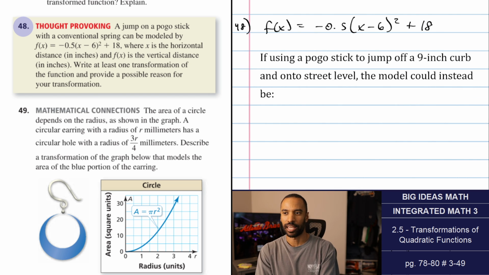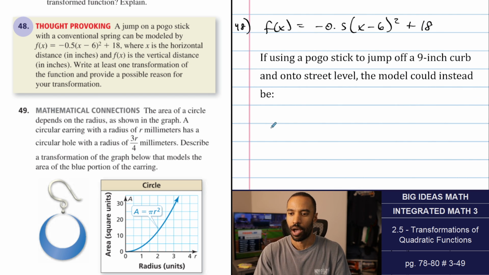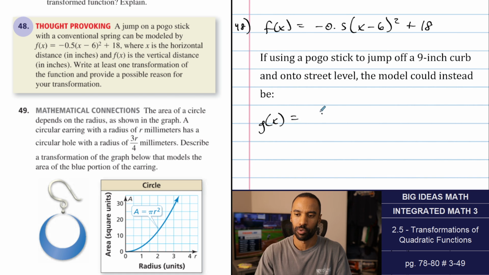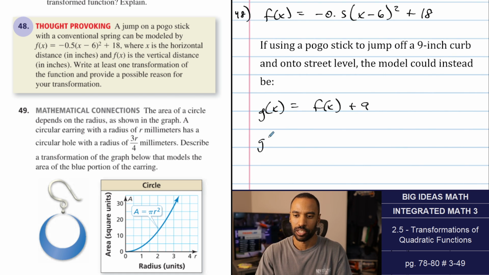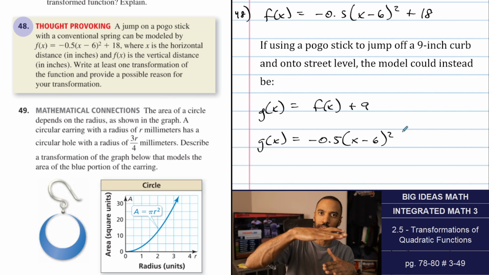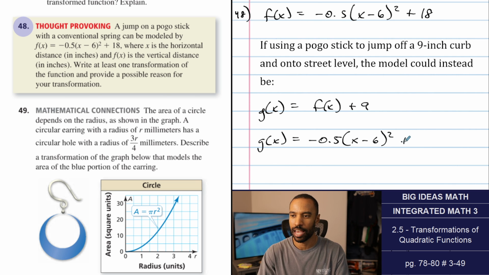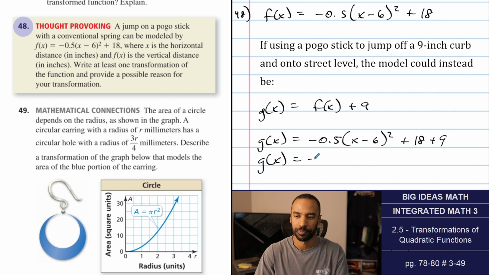and then I'm going to add 9 to the 18. So I'm going to say g of x equals f of x plus 9. So you add 9 to the 18. g of x is negative 0.5. I don't know if that's what they wanted. I don't know if they wanted me to jump it out further and get a different kind of height and stuff like that. Plus 18 plus 9, or g of x equals.